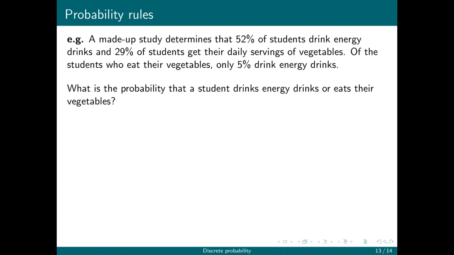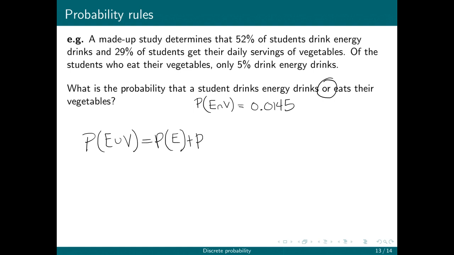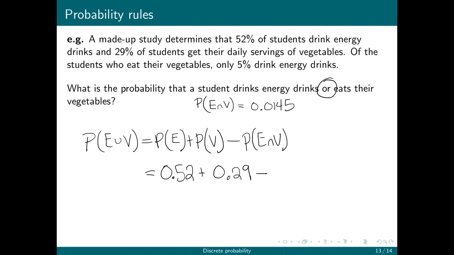What is the probability that a student drinks energy drinks or eats their vegetables? So let's remember what we just wrote down. We just wrote down that P of E and V is 0.0145. So when we see the word or here, we know we're going to use the addition rule. P of E or V equals P of E plus P of V minus P of E and V. So we just substitute the values that we know. Probability of E is 0.52. Probability of V is 0.29. And the probability of both is 0.0145. Add all those together and subtract the overlap, and you get 0.7955.